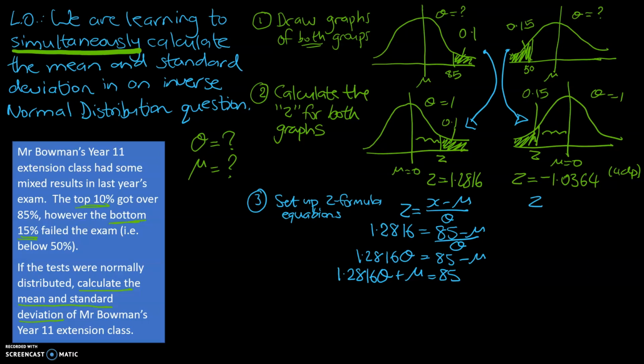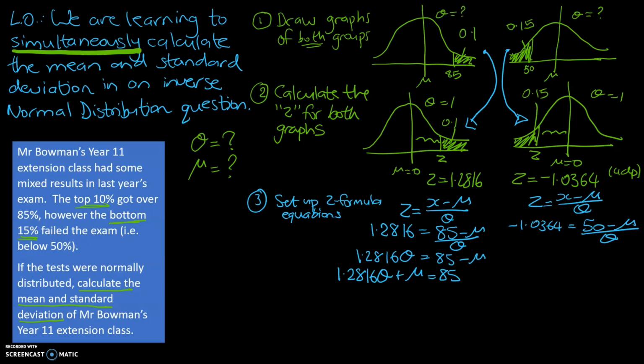We then need to do the same on the right-hand side, or the bottom 15% portion. So we're going to write down our formula. Our z value was negative 1.0364, and that was going to be equal to x, which is 50%, minus the mean divided by the standard deviation.